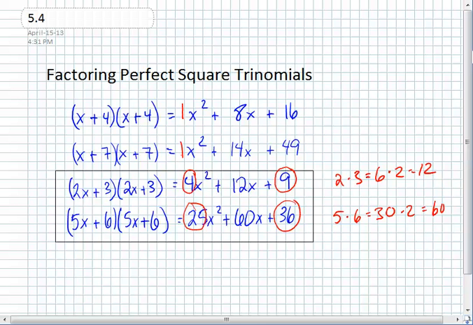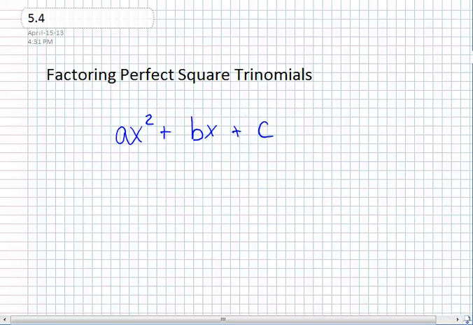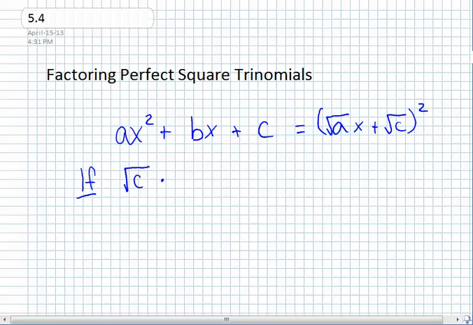But that's the pattern that we're looking for. So this polynomial will be factorable as a perfect square if the square root of c times the square root of a, all times 2, multiplies together to give you b. Okay, so that's the pattern we're looking for.